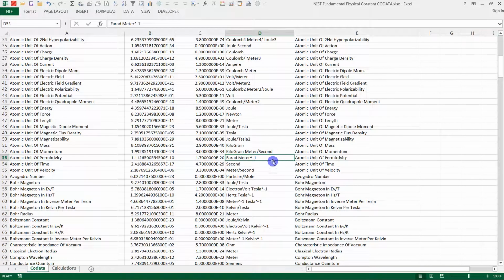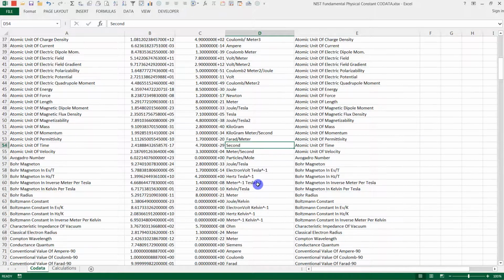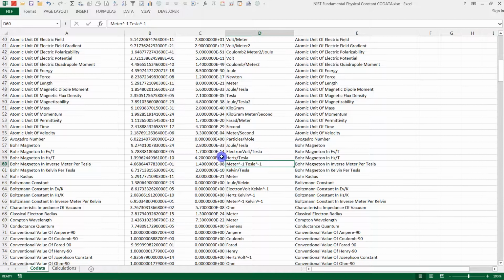I spent about 5 hours getting this far, and it's still pretty messy. But the thing is, when you do this, then the rest of it gets shorter. And believe me, I've been around the drill. Electron volt per Tesla, that's getting to be a common unit. When you collapse these down, they get easier to read. Hertz per Tesla, that's a standard magnetic property.